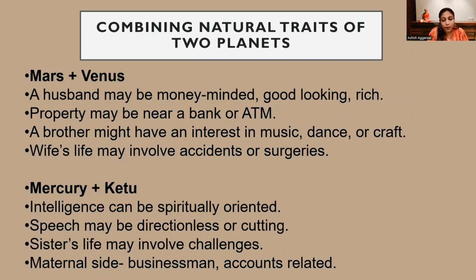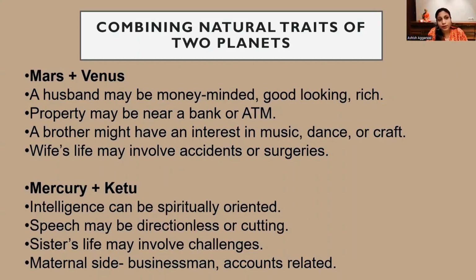Now, we match the qualities of Mercury with the qualities of Ketu. Mercury represents my intellect, while Ketu represents spirituality, so someone's intellect can be spiritually oriented. The speech can be directionless or can be cutting towards someone because Mercury represents speech and Ketu is a headless planet. It also talks about cutting.